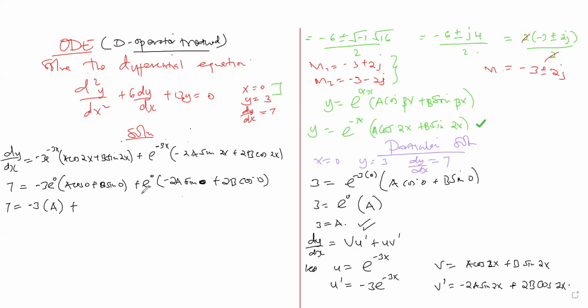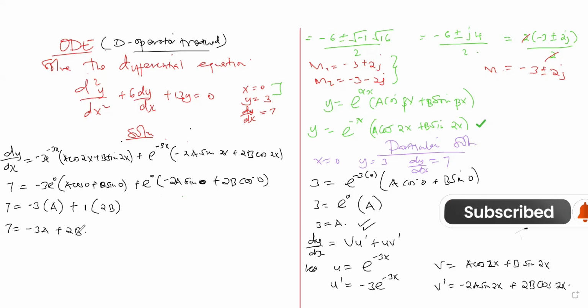Exponent to power 0 is 1. So I don't need to write anything there. Then sine of 0 is also 0. So this one is 1. Okay, let me just have it. This one is 0. Then cos of 0 is 1. So 1 times 2b gets 2b. All together. Then you open the bracket. So equals negative 3a plus 2b.